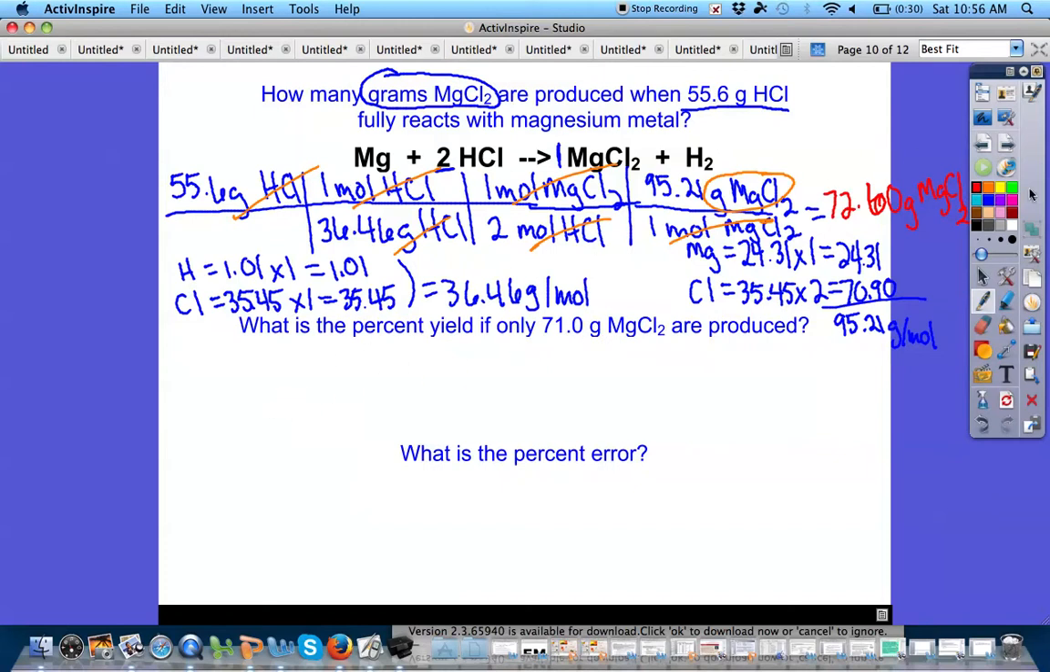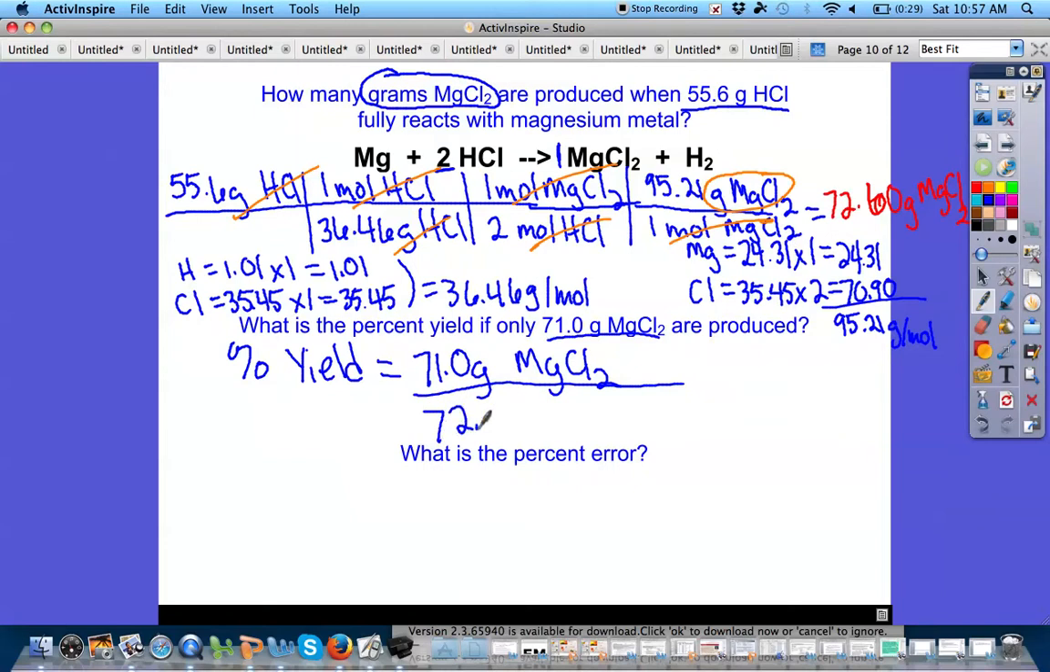So that is our theoretical yield. So now for percent yield, we're going to take this actual, which is the 71 grams of magnesium chloride, divided by the theoretical that we calculated to be 72.60 grams of magnesium chloride. Multiply that by 100, and I got a percentage of 97.79%.